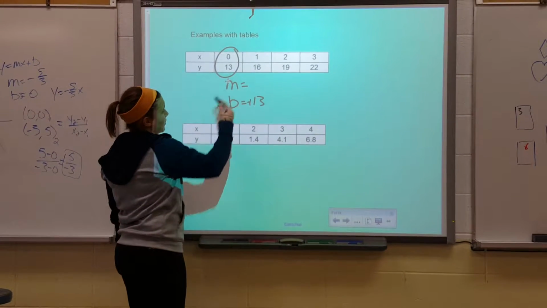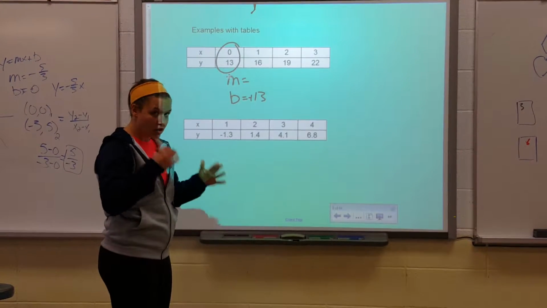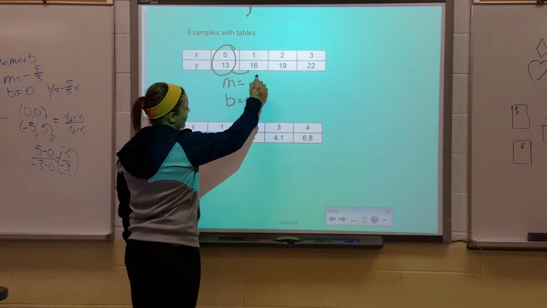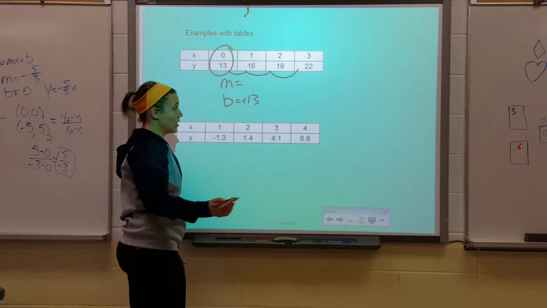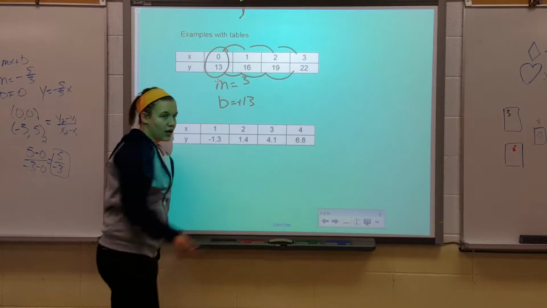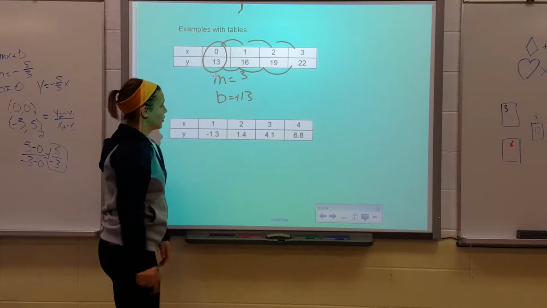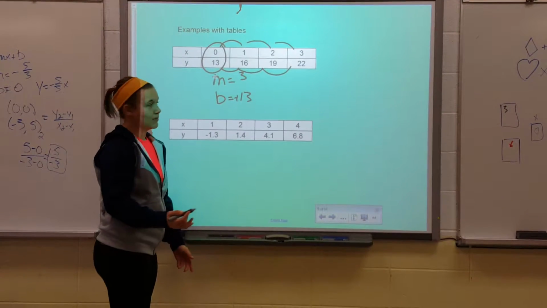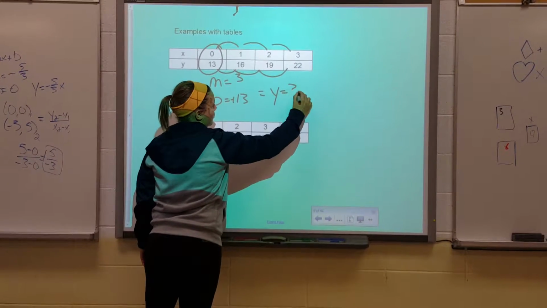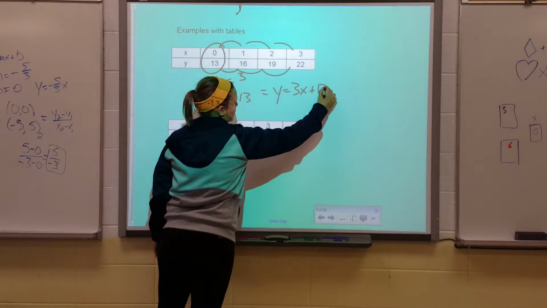Okay? Now if we remember, m is going to be our change in y divided by our change in x. Well, our change in y, this is changing by 3 each time. This is changing by 1. So I could divide by 1, but 3 divided by 1 is still going to be 3. So my equation is going to be y equals 3x plus 13.